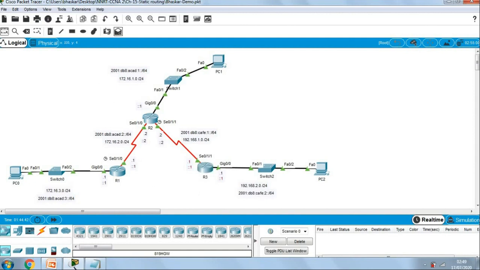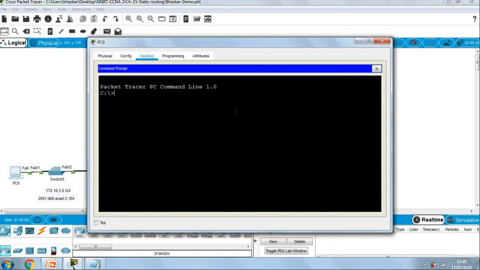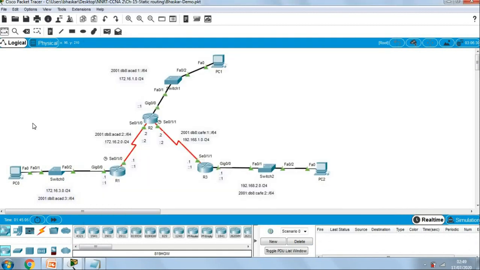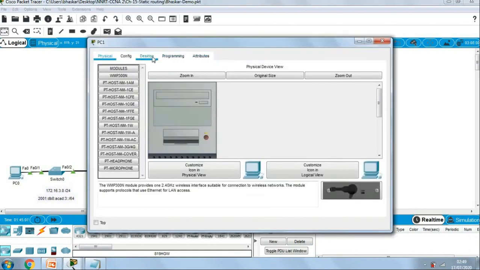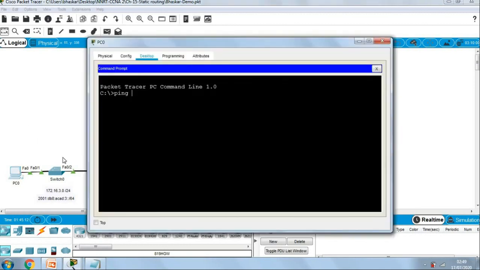We are testing whether we are able to communicate with everyone or not. PC0 to PC1 is successful, PC1 to PC2 successful, as well as from PC2 to PC1 also successful. So all IPv4 you are able to communicate. Now we are going to check for IPv6. I'm going to open the command prompt and ping to PC1's IPv6 address. So I'm going to copy this one and paste here.